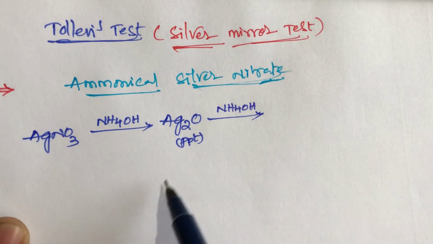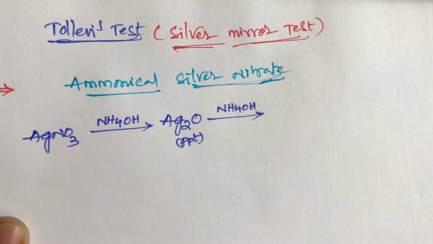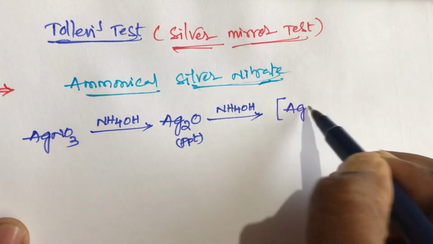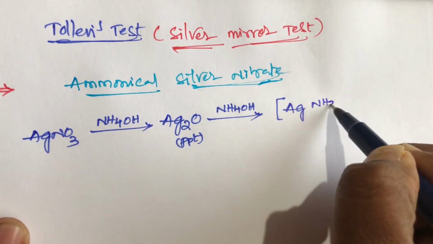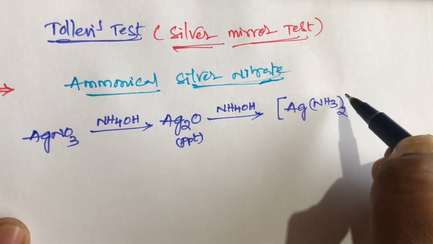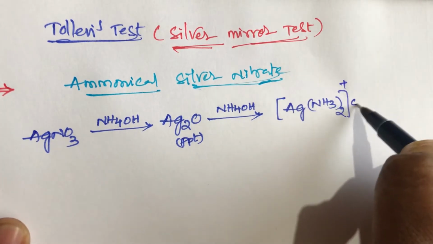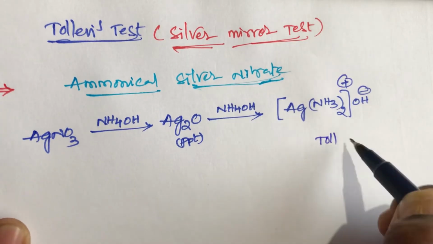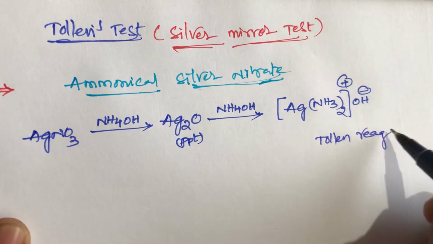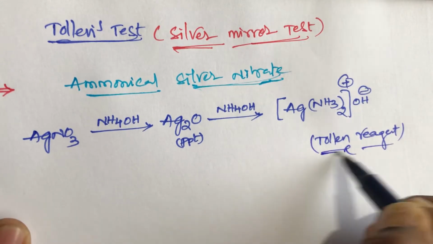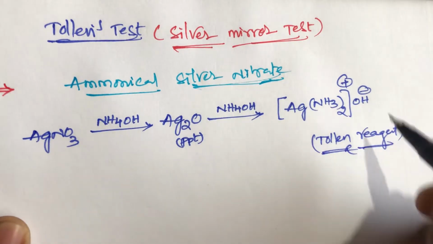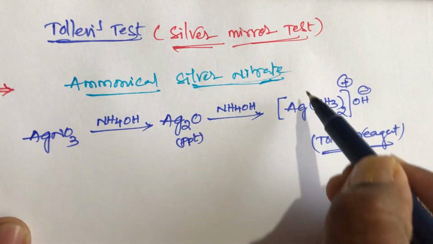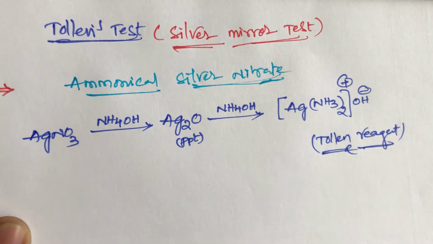This precipitate again dissolves in excess ammonium hydroxide to form a silver complex, that is [Ag(NH3)2]+ and OH minus. This is called Tollens reagent. This Tollens reagent is present in basic medium, that is OH minus, and this positive charge belongs to silver. This silver is in the plus 1 oxidation state.